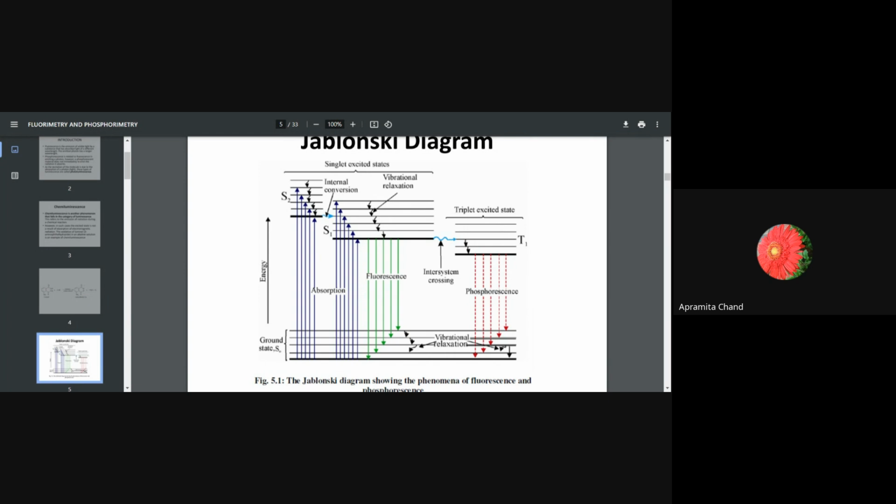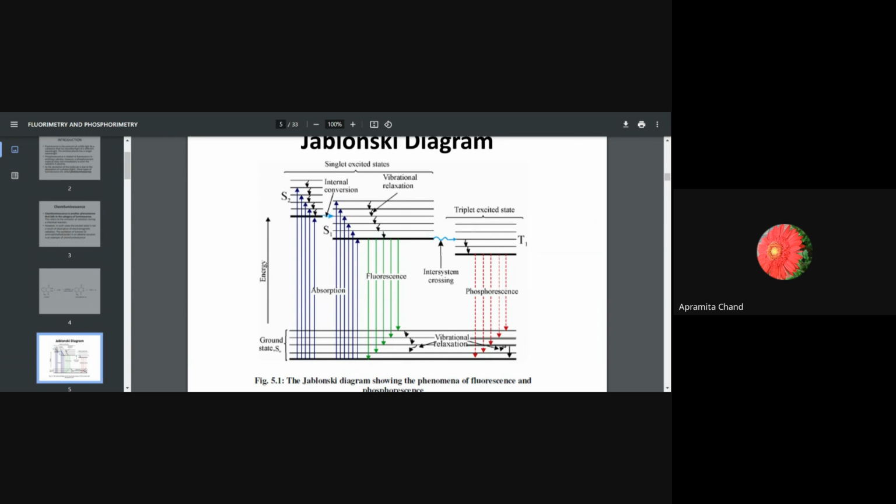Once it relaxes from the highest excited state to the lowest excited state, whatever radiation it emits after that is known as fluorescence. The drop back from the singlet excited state to the ground state will come in terms of fluorescence. There is another pathway: from the lowest excited singlet state, it will not come directly to the ground state, but will have an intersystem crossing to the triplet excited state. Because this transition is forbidden, this intersystem crossing occurs quite slowly.